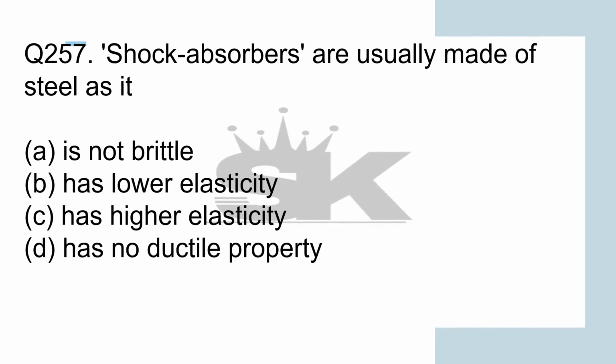Shock absorbers are usually made up of spring steel, as it has a higher elasticity. Spring steel is a low alloy, medium carbon steel with a very high yield strength. This allows objects made up of spring steel to return to their original shape despite significant bending or twisting. Okay.